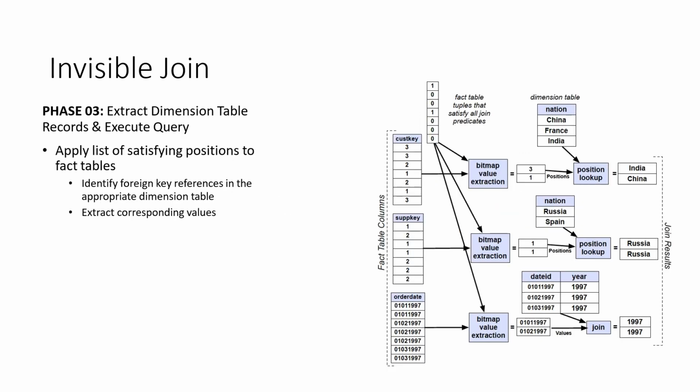Invisible join phase 3. Extract dimension table records and execute the query. Apply the list of satisfying positions to the fact table. Identify foreign key references in the appropriate dimension table. Extract corresponding values. Validation methodology. The validation methodology for column stores versus row stores typically involves assessing various aspects such as data consistency, concurrency control, query performance, and transaction management.